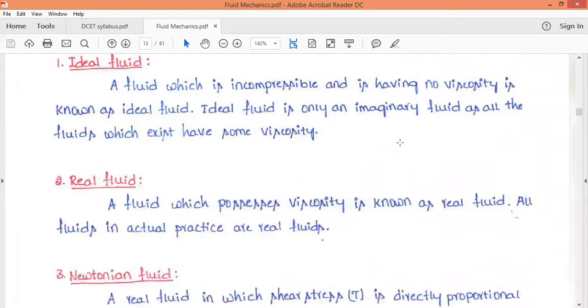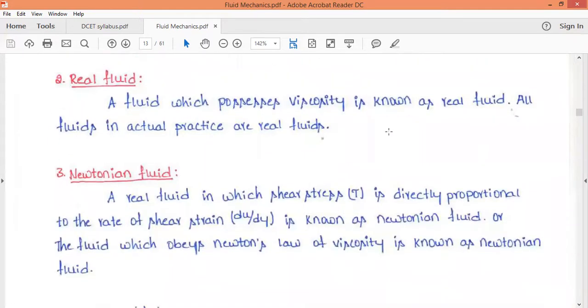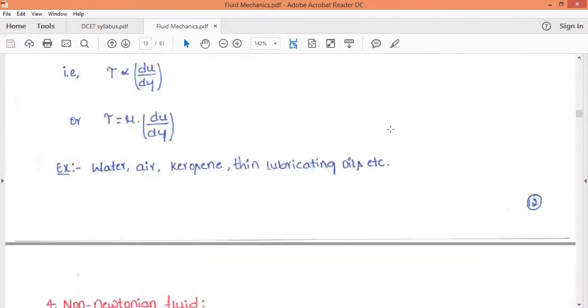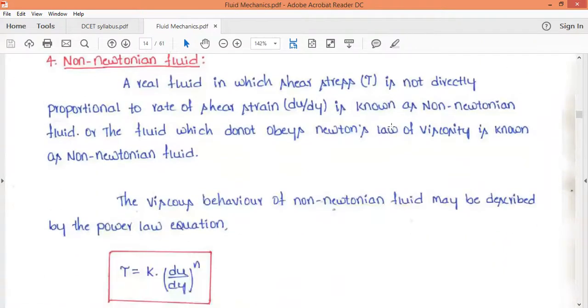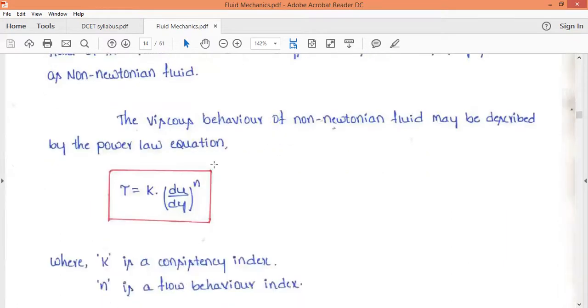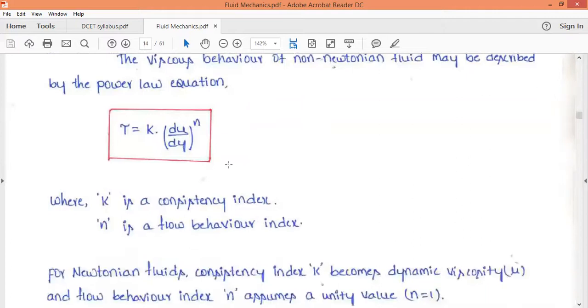Real fluids are all the fluids in our day-to-day interactions. A Newtonian fluid obeys Newton's law of viscosity. A non-Newtonian fluid doesn't obey Newton's law of viscosity. The relationship between viscosity and shear stress for non-Newtonian fluids is given by the power law, that is tau equals k into du by dy whole raised to the power of n.